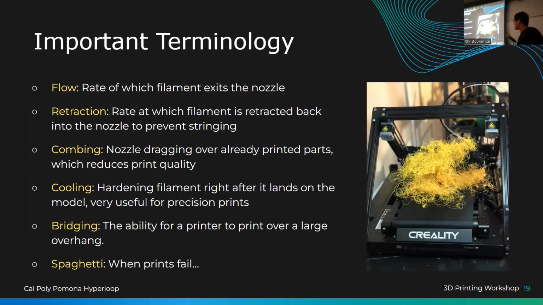So this is a CR30, and this is what happens if you don't get your settings right. This is called spaghetti. It's when the filament just does whatever and comes off the print, and it ends up looking like this. That's a lot of money. Yeah, this is about, like, $10. Probably. That's a bad day.